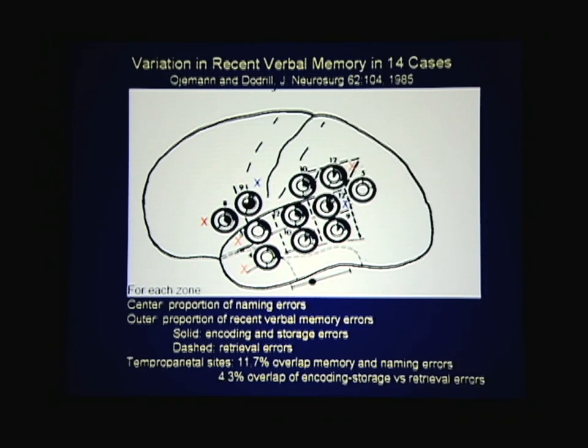And here is that data again across a series of 14 patients. And you find that the center is the proportion with naming deficits. Here are some sites where you have predominant naming changes. Here are the sites with predominant memory changes. That's the outer ring. Most of the majority of the changes are during the encoding and storage phase, stimulation then in temporal lobe, the retrieval phase in frontal lobe, and relatively little overlap between the memory and naming errors, even though you're basically doing the same thing in the two tasks, except in one, you've been instructed to also remember the name.